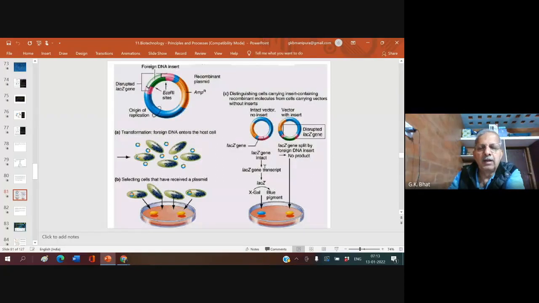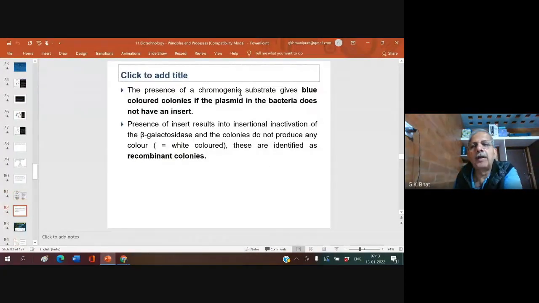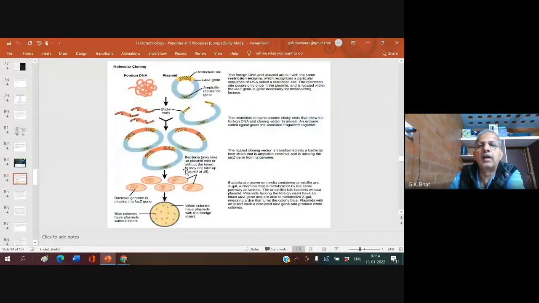Of course, this figure is not given in your NCERT book. Straight away going here, the presence of chromogenic substrate gives blue-colored colonies if the plasmid in the bacteria does not have an insert. Presence of an insert results in insertion inactivation of beta-galactosidase, and colonies do not produce any color. These are identified as recombinant colonies. Okay, I shall show another diagram.